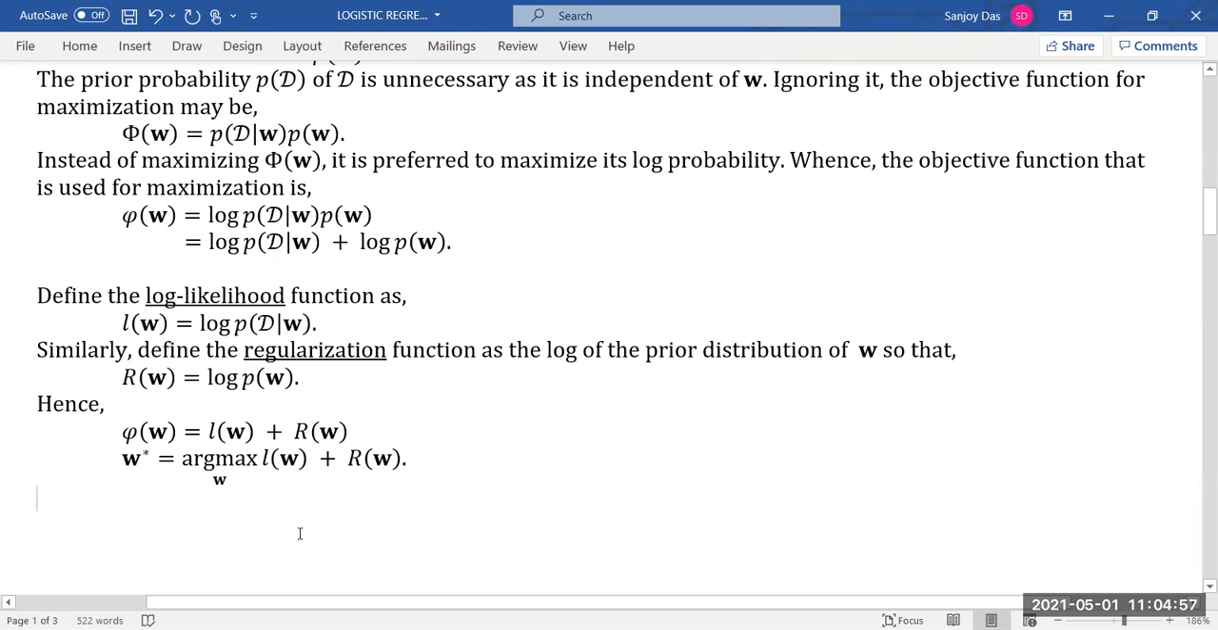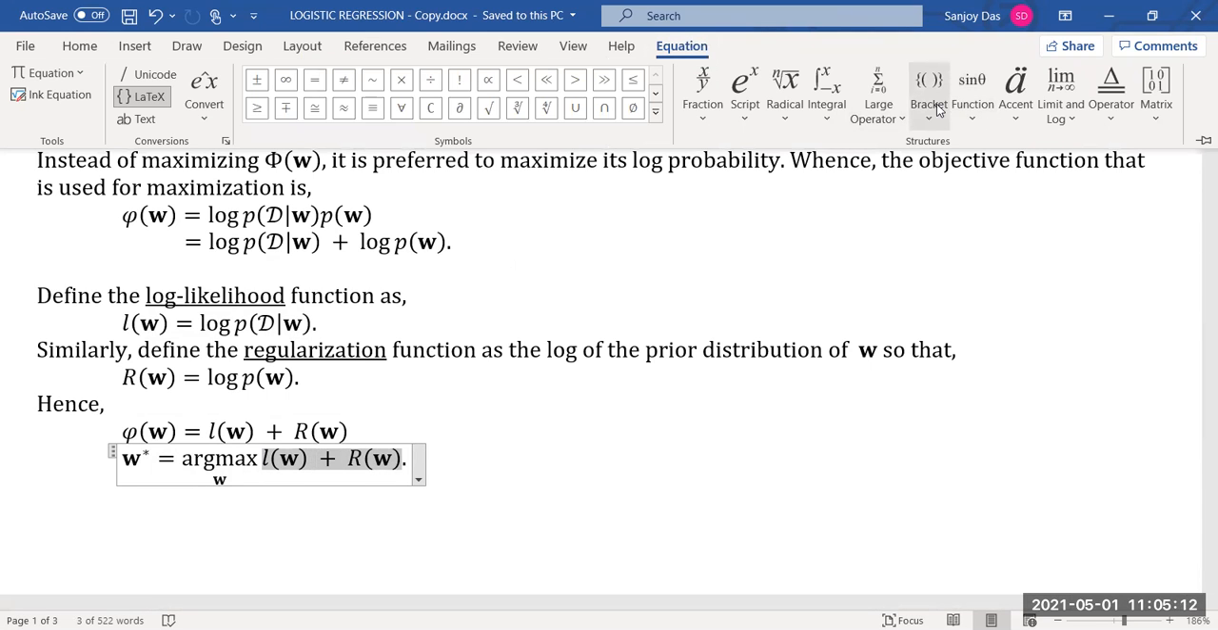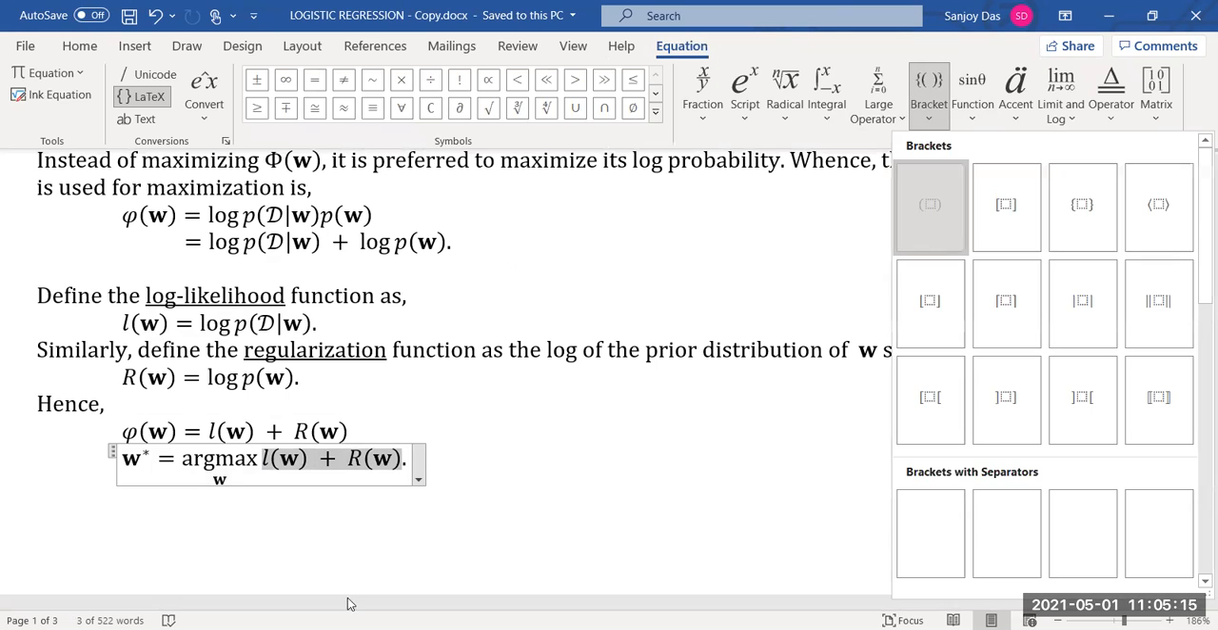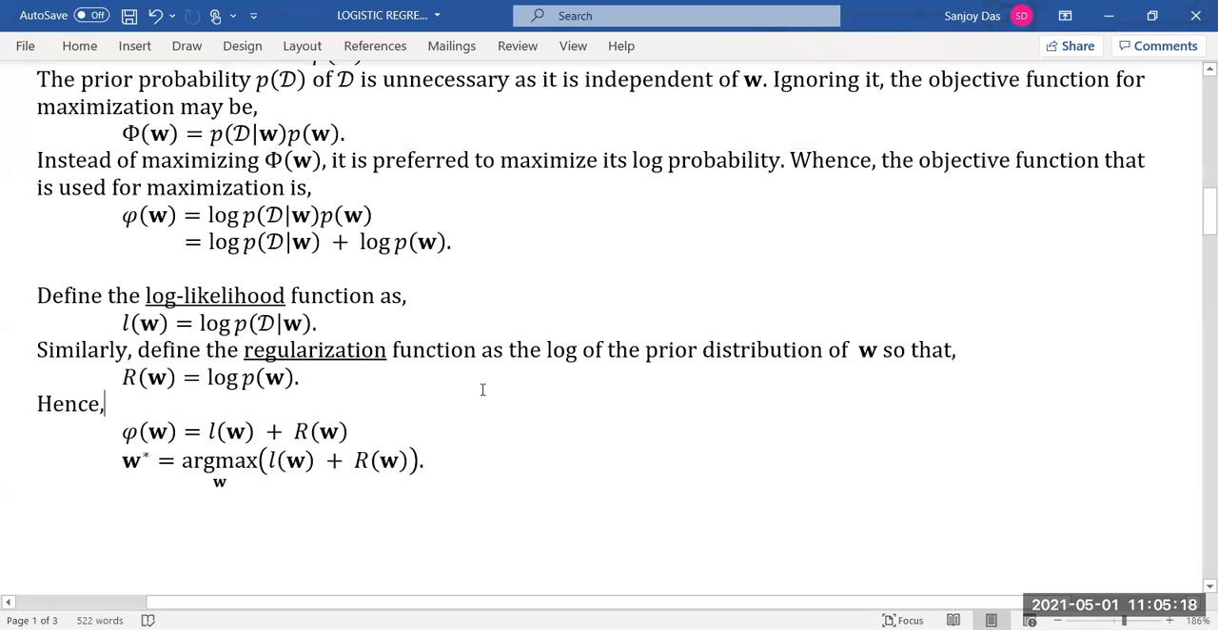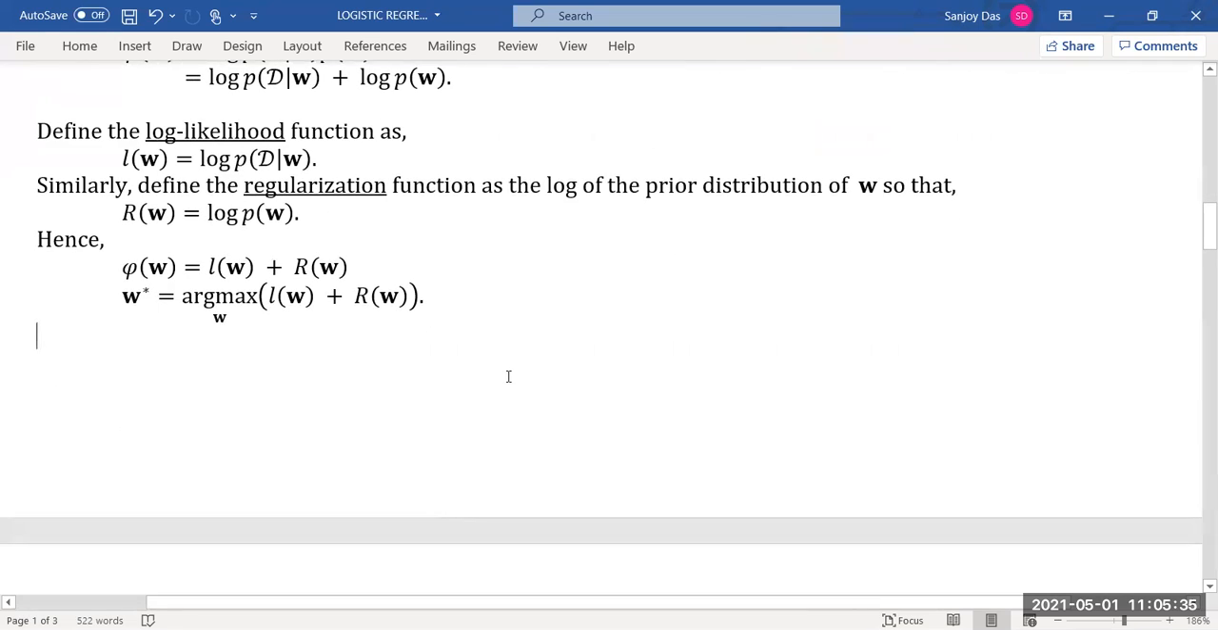Are you guys clear so far? Yes. Dr. Alvan, is the maximum the same with that log? When we apply the log, do we have the same maximum? The value of W which maximizes the function is the same as the value of W which maximizes the log of the function, because the log function is monotonically increasing. So this is what we want to maximize.